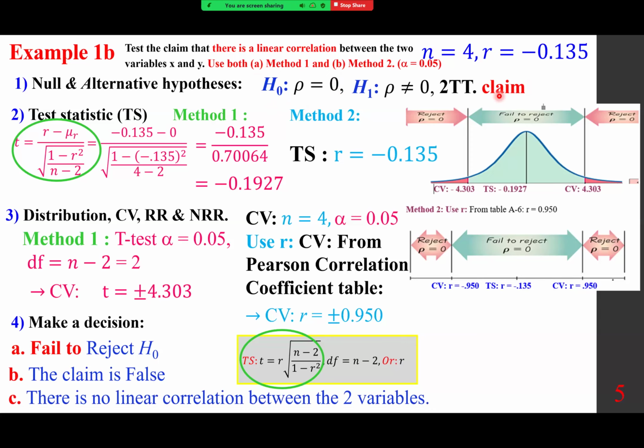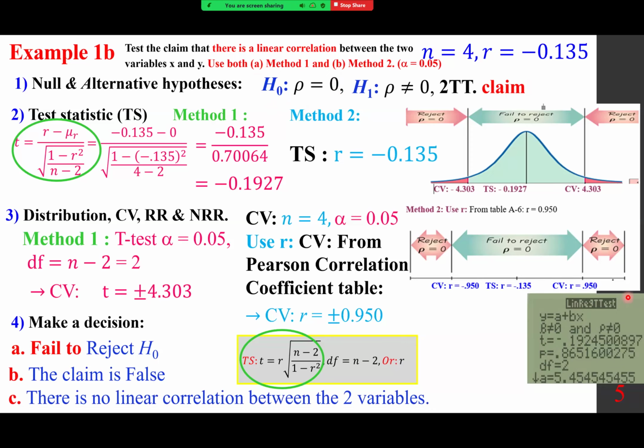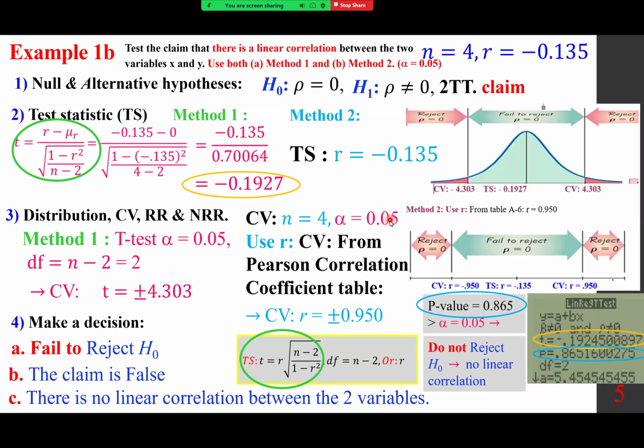As far as the technology is concerned, we've already done that. So I want you to see this number was done. Okay, this was done, and you can go to the previous page. And that was the t-test, and that's what they do. Also pay attention to the p-value, and the p-value is way larger than alpha, 0.05, which means don't reject H0 or fail to reject H0, which means no linear correlation.